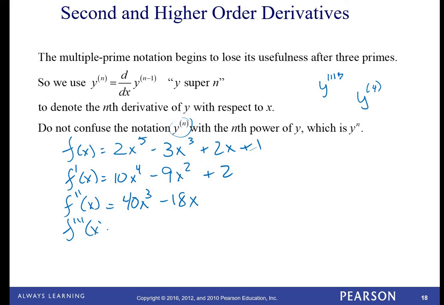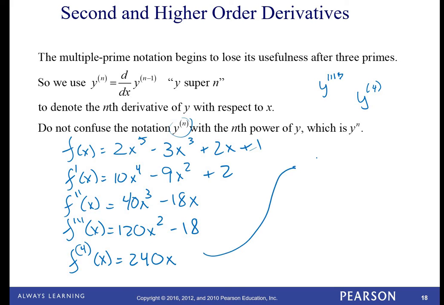F triple prime. 3 times 40 is 120 x squared minus 18. The 4th derivative of x is 240x. And this one actually would have a 5th derivative, which would just be 240, and a 6th derivative, which is 0. So you can see that we can have derivatives over and over and over. We're taking the derivative of the derivative of the derivative. We'll see what that looks like.